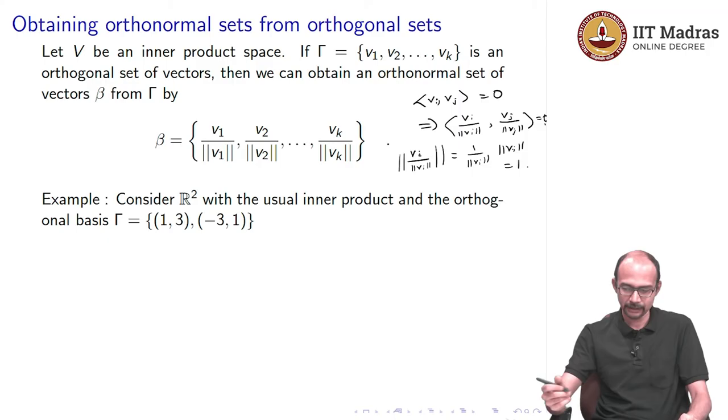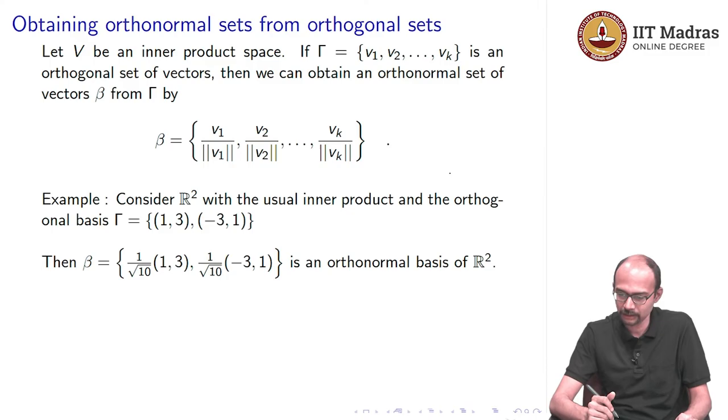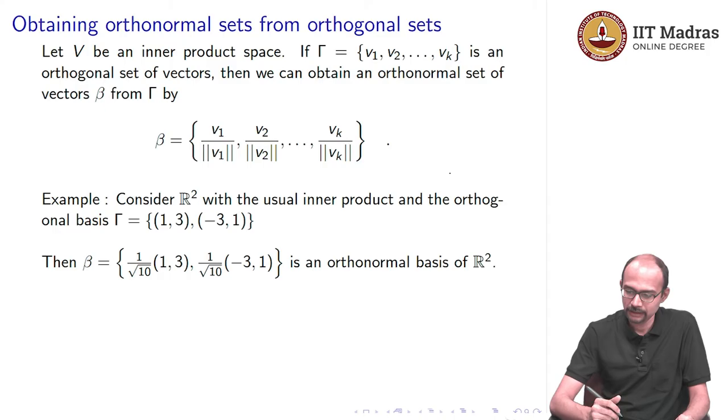Let us consider R2 with the usual inner product and the orthogonal basis gamma, (1, 3) comma (-3, 1). We can make this into an orthonormal basis by looking at the norms of each of these vectors and then dividing by that norm. The norm of both of these vectors turns out to be root 10. So, if you do 1 by root 10 times (1, 3) and then 1 by root 10 times (-3, 1), this is an orthonormal basis for R2.